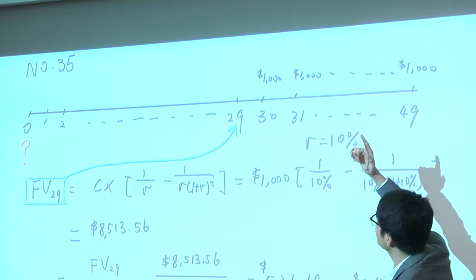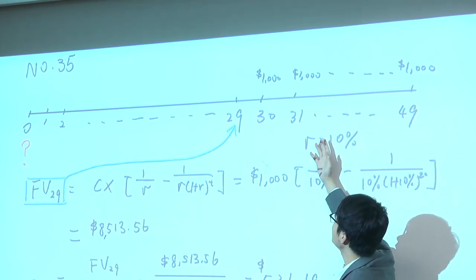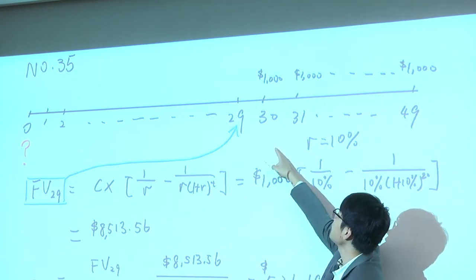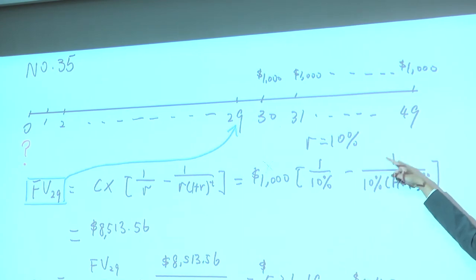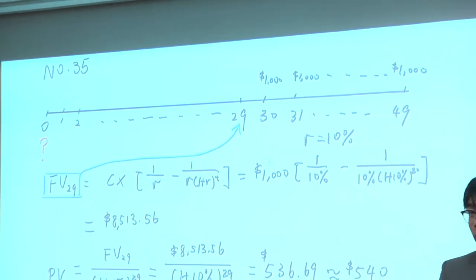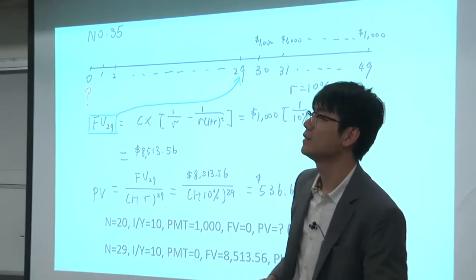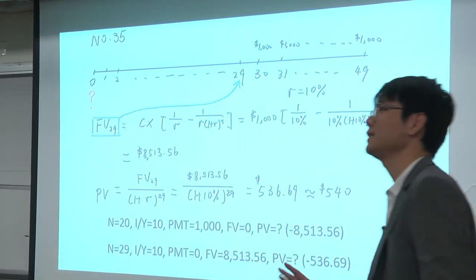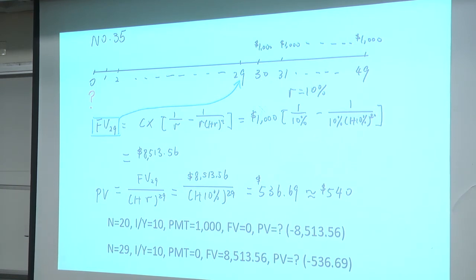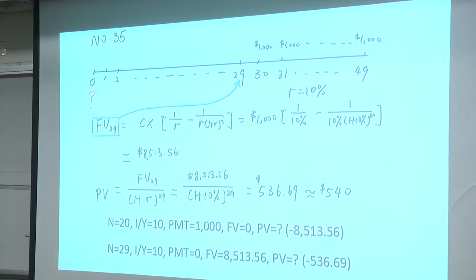So the first payment of this annuity comes in the 30th year and it lasts 20 years. So the 30th year to the 49th year is 20 payments. If you don't trust me, you can count with your fingers or toes. 20, right? Comes in handy. Now, let's not worry about the calculator yet.